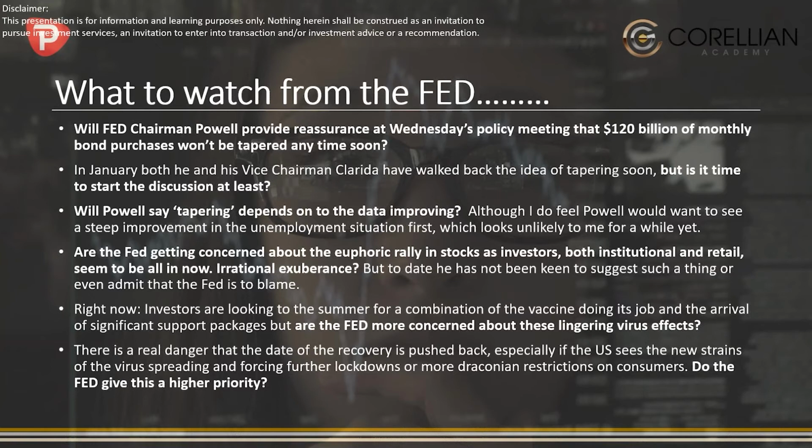So there's a real danger that the date of the recovery is pushed back, though, by these lockdowns and the vaccines being slow to kick back. But I do think the Fed is looking at the danger of the recovery not happening on time, and so that just may hold them back on a few things here.